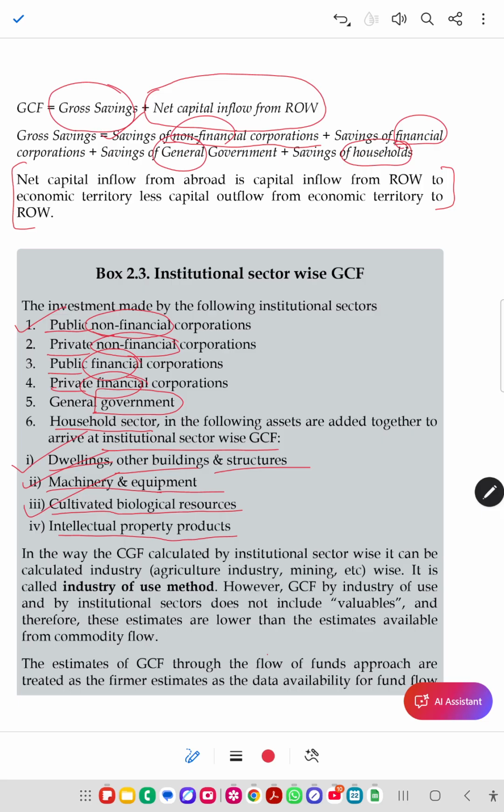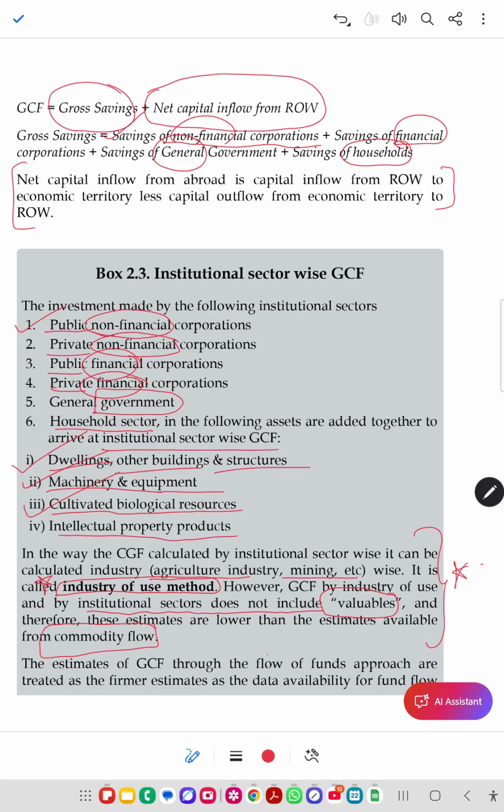products. In the way gross capital formation is calculated by institutional sector wise, it can be calculated industry wise: agriculture, industry, mining, etc. It is called industry of use method. However, gross capital formation by industry of use and by institutional sectors does not include valuables, and therefore these estimates are lower than the estimates available from commodity flow.